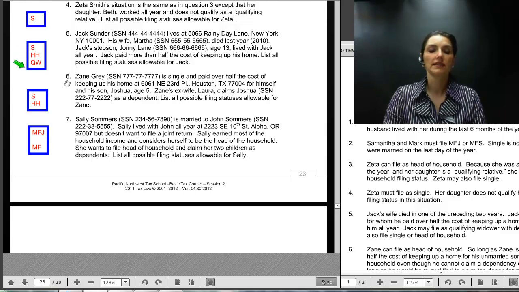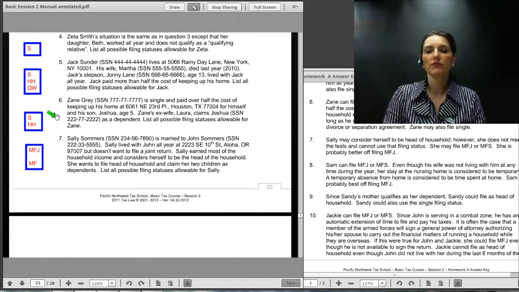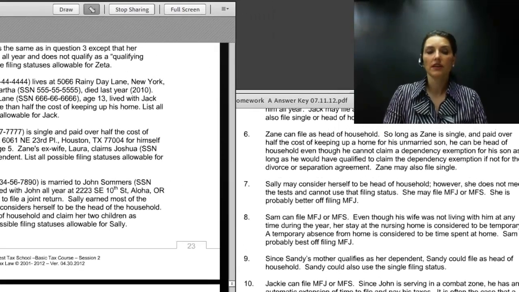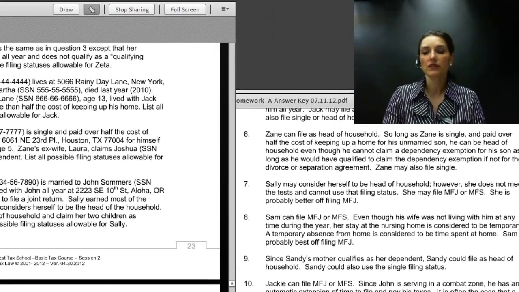Number 6, Zane Gray is single and paid over half the cost of keeping up his home in Houston, Texas, for himself and his son Joshua, who is age 5. Zane's ex-wife Laura claims Joshua as a dependent. List all possible filing statuses allowable for Zane. Well, Zane can file as head of household. He could also file as single because he is divorced. Head of household is the better option, so that's what he should go for.